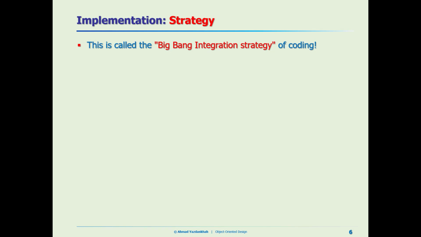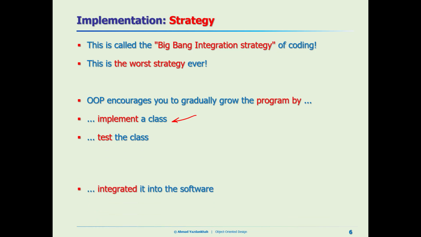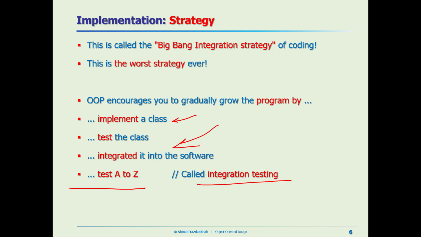This strategy is called Big Bang integration strategy. This is the worst ever, believe me. It doesn't work, right? Never ever do that. OOP encourages us to do this: implement a class, test it, and then integrate it inside the software, and then again test it. But this time test everything, all of the previous classes and this one, the whole application. And this is called integration testing.